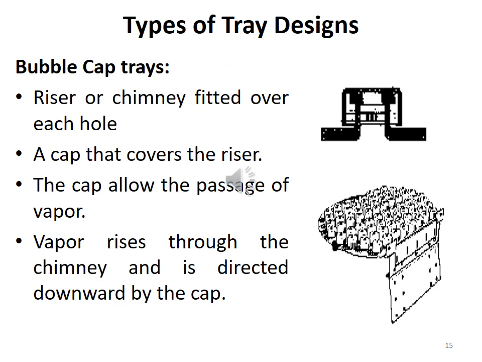A bubble cap tray has a riser or a chimney fitted over every hole and a cap that covers the riser. The cap is mounted so that there is a space between riser and cap to allow the passage of the vapor. Vapor rises through the chimney and is directed downward by the cap, finally discharging through slots in the cap and bubbling through the liquid on the tray.